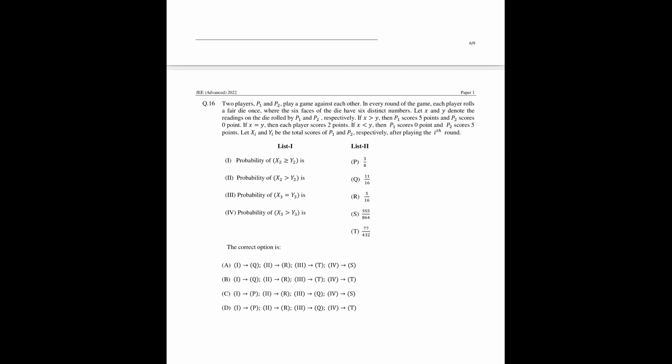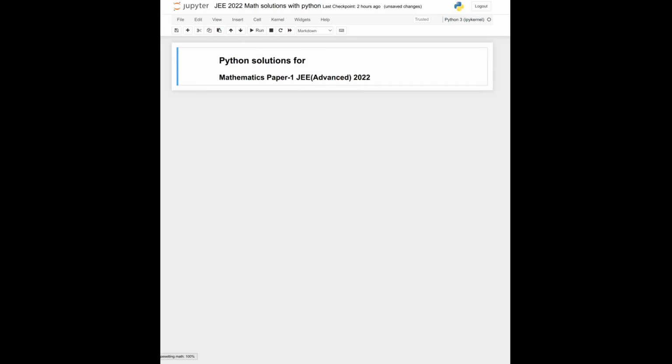Now that we know the organization of the question paper, let's start our code to solve these questions. We are going to use a Jupyter notebook, my personal favorite to solve these kinds of questions. I have created a notebook to solve this. Remember, I am going to share this notebook on GitHub.